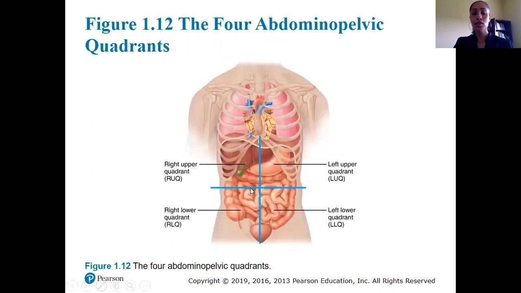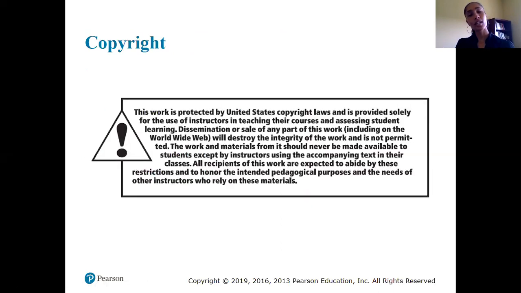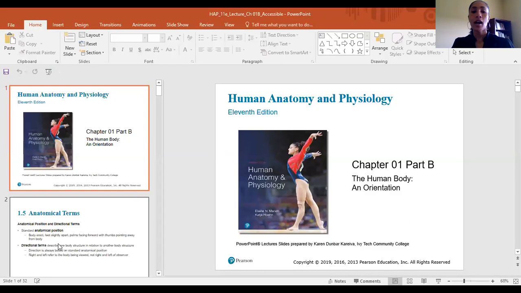And then for the quadrants, I do want you to know primarily where we find the stomach, liver, gallbladder, and appendix, what quadrants we find them in. All right, we have other body cavities associated with the human body. So we have the oral and digestive cavities, nasal cavities, orbital cavities, and our middle ear cavities. These are the cavities that are going to be exposed to our external environment. We do have some other cavities called synovial cavities that are not exposed to the external environment, and we find them internally. And we'll talk more about that later on in this particular chapter or the textbook.